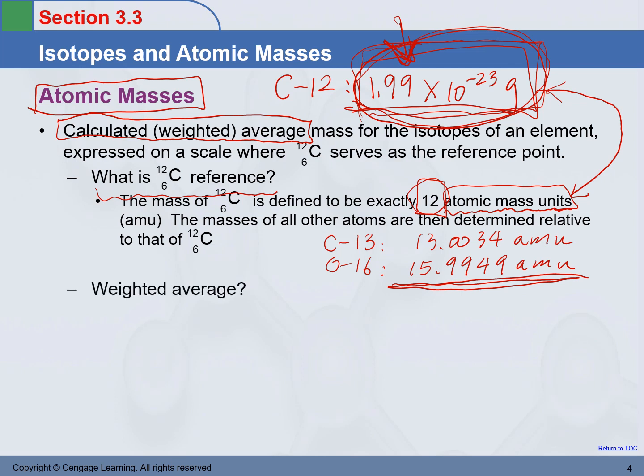Weighted average, what is that? Well, weighted average tells you that when you try to get the average of certain values, not only do you have to consider the value, but you also have to consider how many atoms are at that value. What does that mean? Let's use a different situation as an analogy to talk about it.